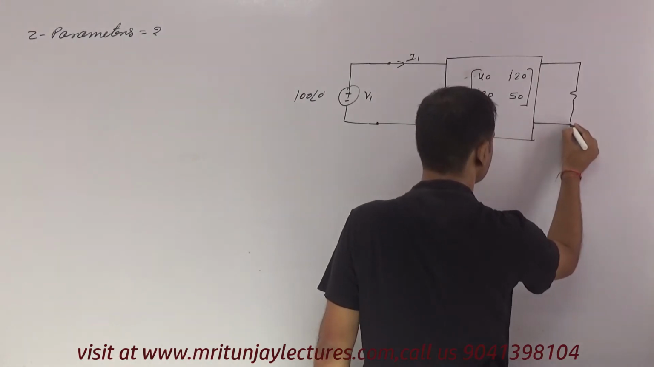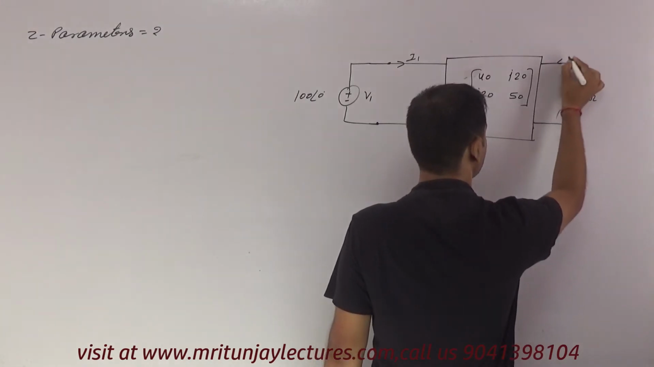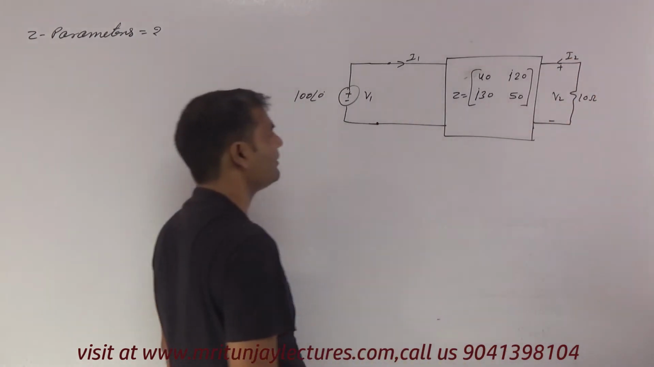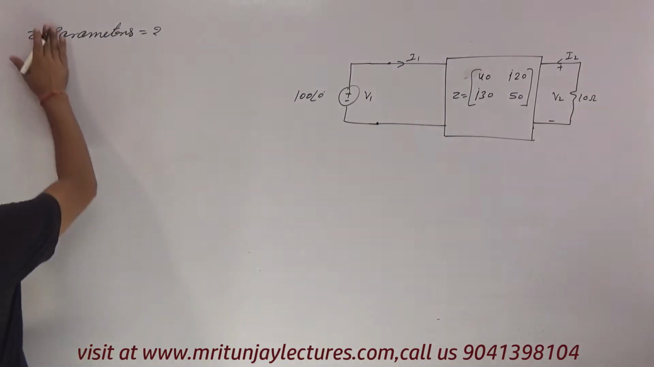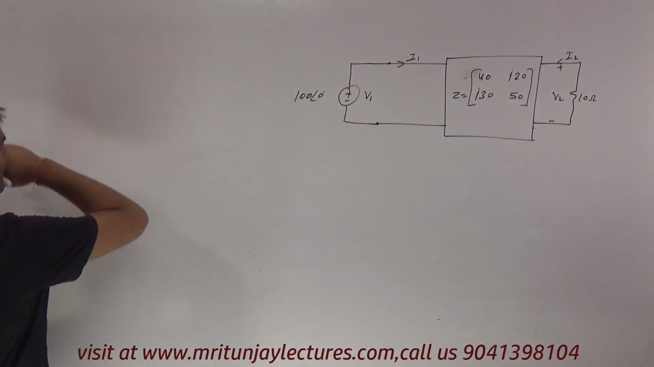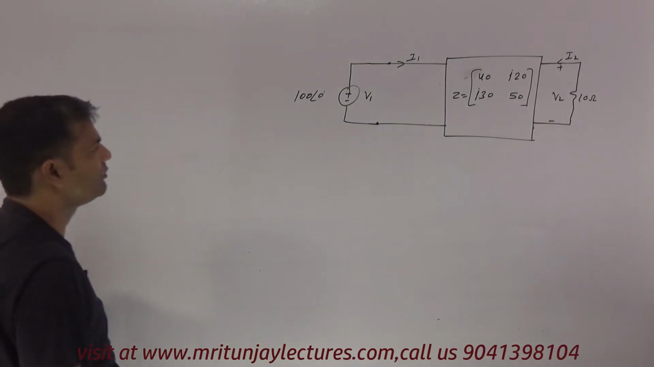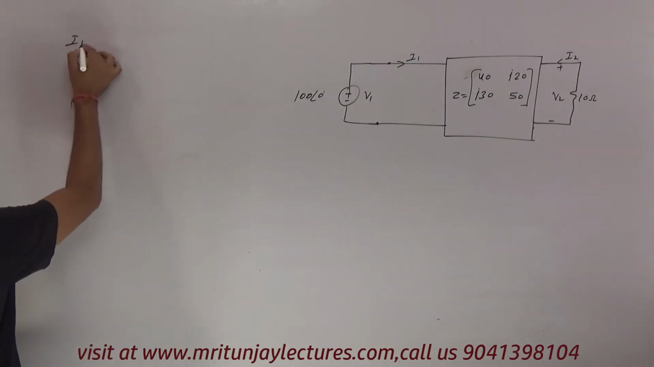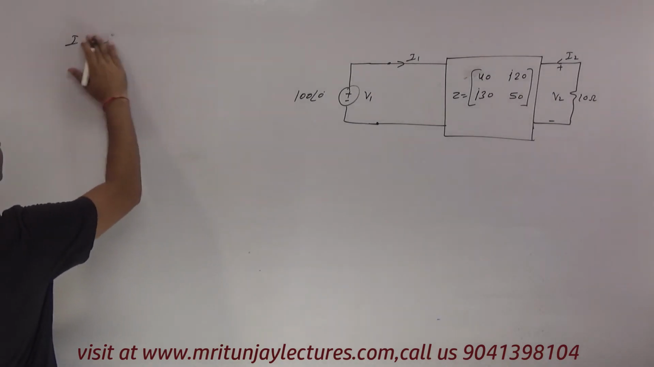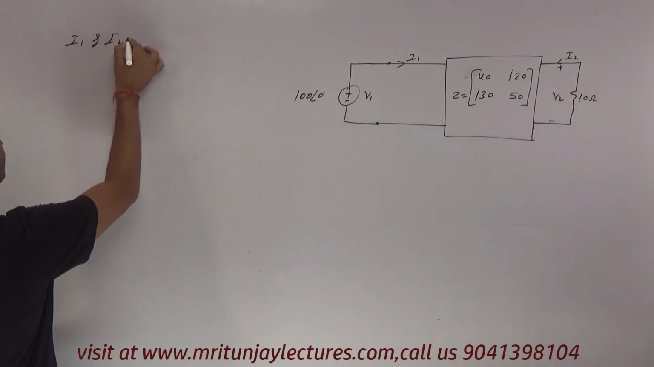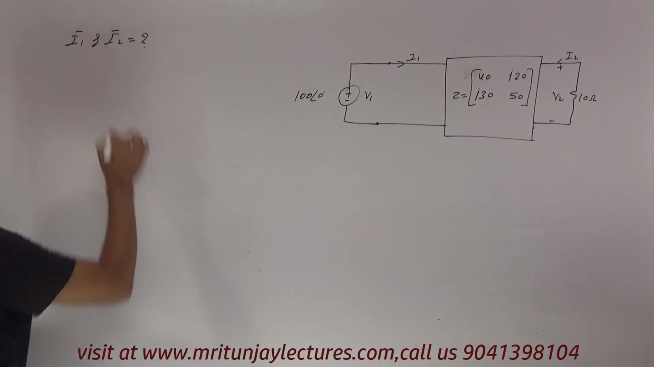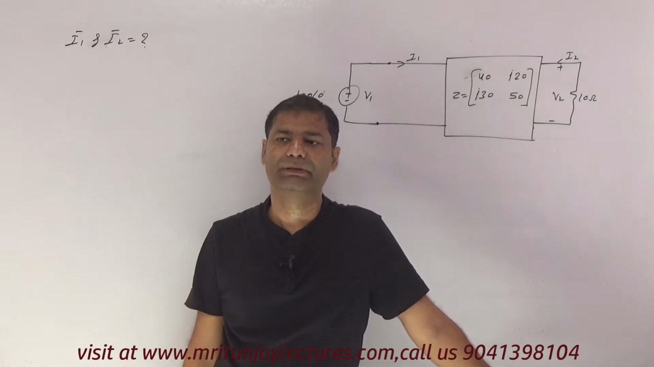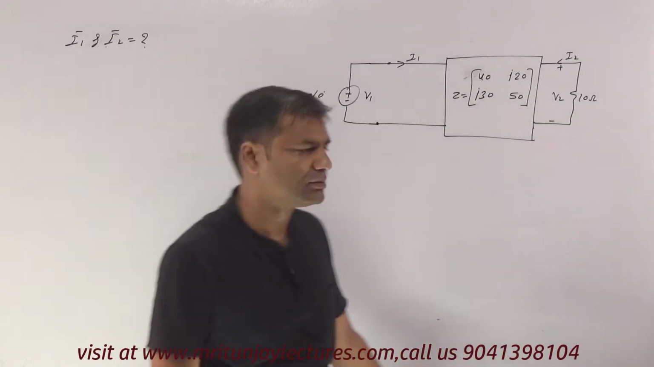That is 10 ohm, and that is the I2 current and this is V2. Our motto is to determine I1 and I2 currents, in phasor, with phase angle.